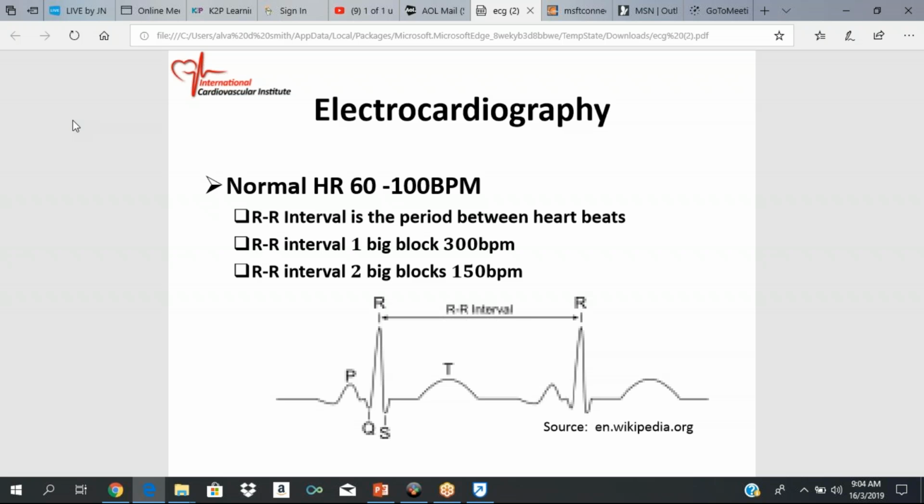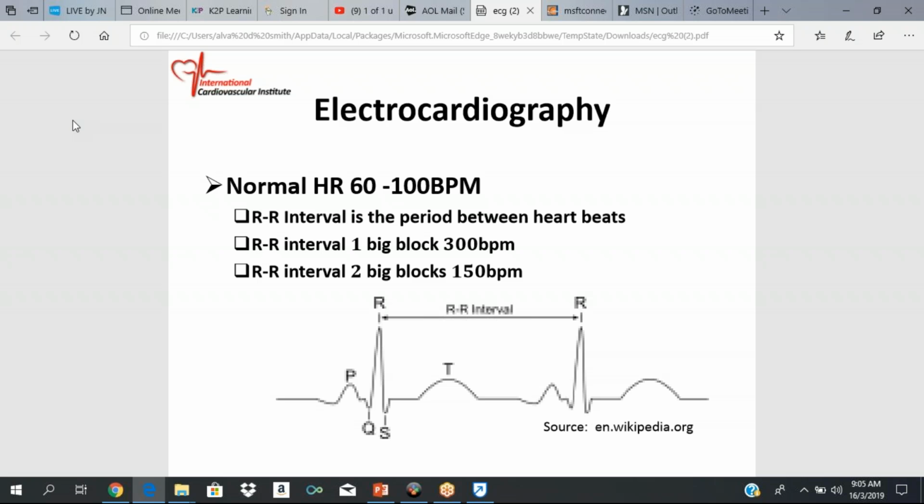The PR interval should be between 120 and 200 milliseconds. The QRS complex should be less than 110 milliseconds. And the heart rate should be, again, between 60 and 100. So those are the things. And the P wave should be upright in leads 2, 3, and AVF. So those are the criteria for a normal sinus rhythm.